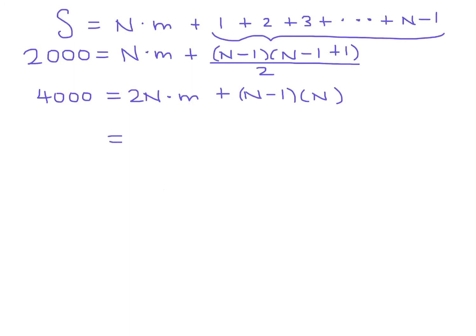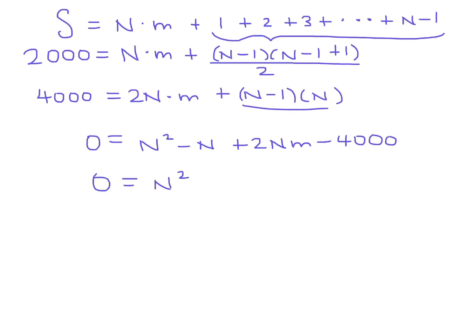So now let's put everything on one side and multiply this out. N squared minus n plus 2nm minus 4,000 is 0. So n squared, I'm going to factor out an n, and it will be 2m minus 1 minus 4,000. Okay, this is about as far as we can go.